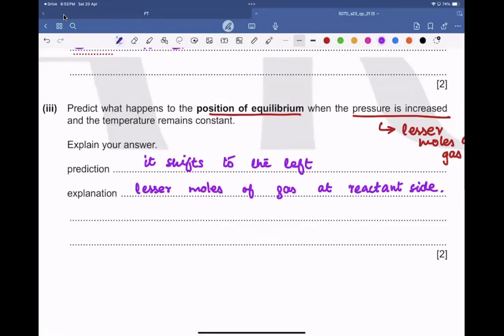Yes, Rahim. No, you can't write just lesser number of moles on reactant side. You have to mention the lesser number of moles of gases, not just the lesser number of moles. We have to just see the moles of gases, whether on right and left, on reactant and product side. Okay.